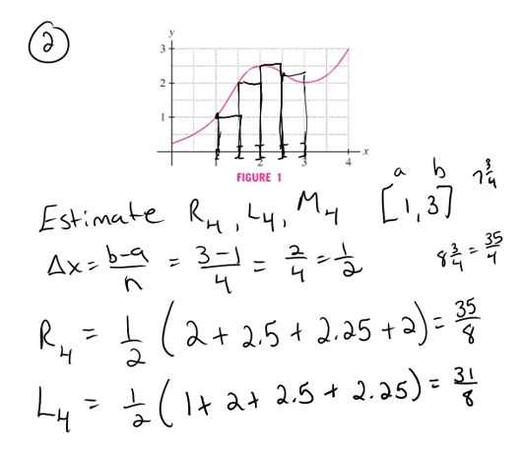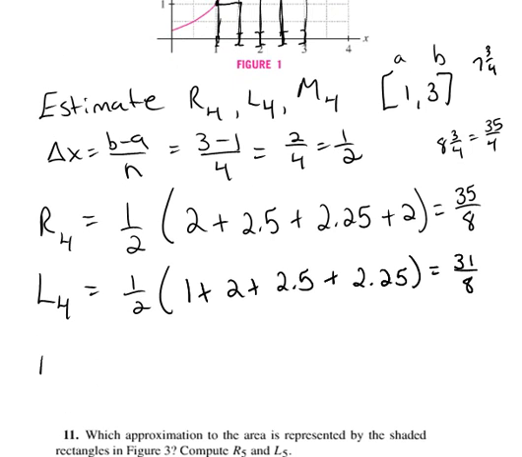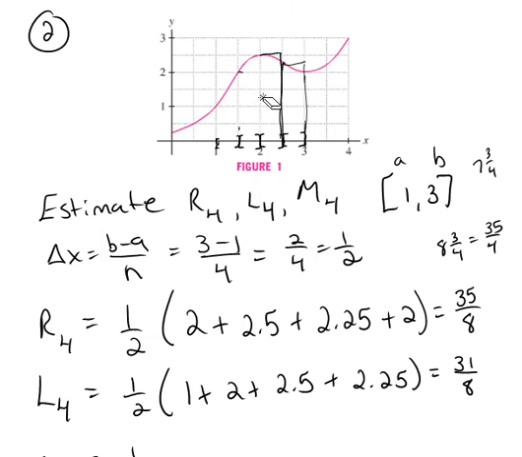And then finally, to find M4, the length of the interval is still 1/2, but you're going to be using the midpoints to get the heights here on each of the subintervals. So on this subinterval, you're going to look at the midpoint to get the height, which is 1.5. And then on this one, it looks like it's probably about 2.25. And on this one, maybe just a little bit more, maybe 2.4. Let me write some of those down.